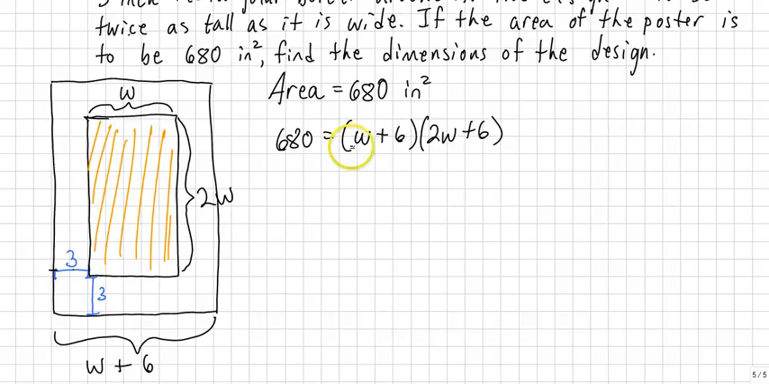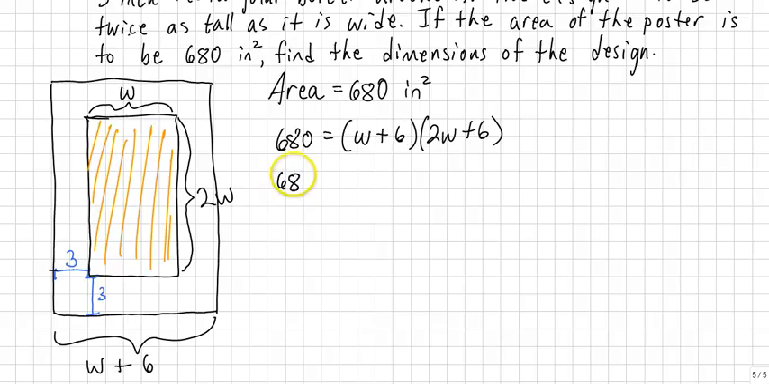So how wide the poster is and how tall the poster is, when you multiply those together, it should give you the area, which is 680. So we end up with a polynomial equation. This is a polynomial, this is a polynomial, and we got an equal sign, so it's a polynomial equation. But right now, the left-hand side is factored, but the right-hand side equals 680. So we can't use the zero product property because we need this to equal 0.